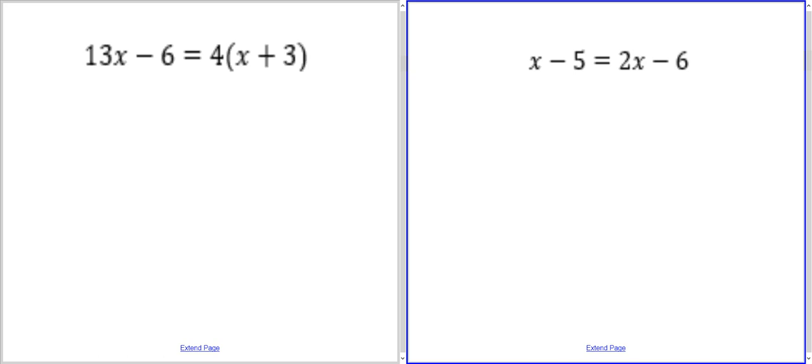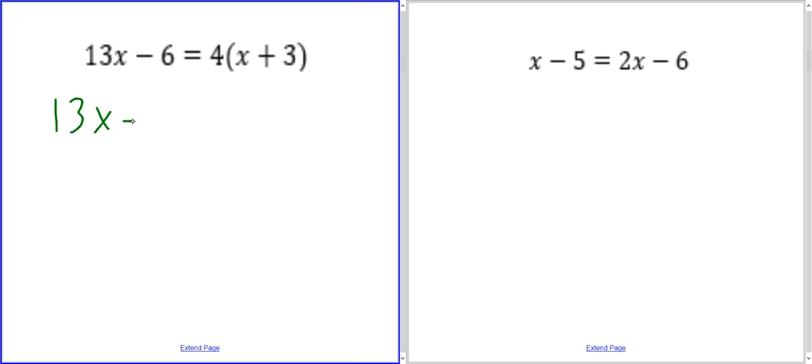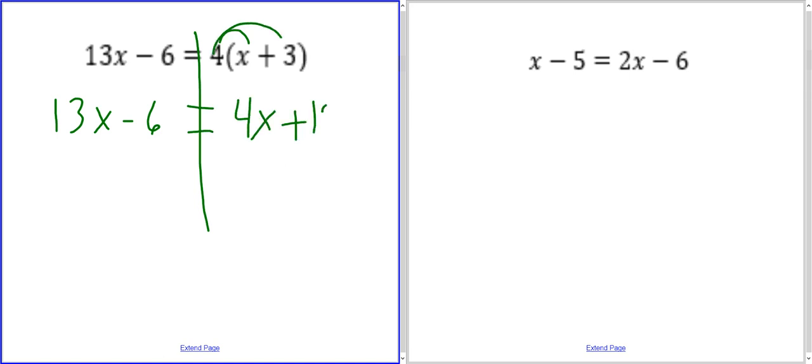This one is very similar to the one we just did. So we got on the left here 13x minus 6. And on the right, I'm going to distribute the 4. So 4 times x is 4x, and 4 times 3 is 12. So notice I have x's on both sides, and I have a constant on both sides. So my constants, remember, constants are just things that don't have a variable with them. So I have negative 6 and I have positive 12.